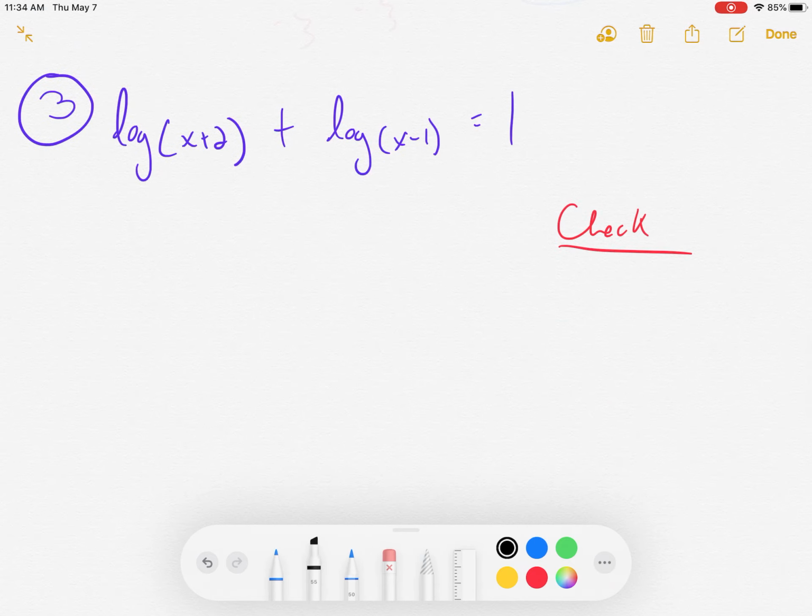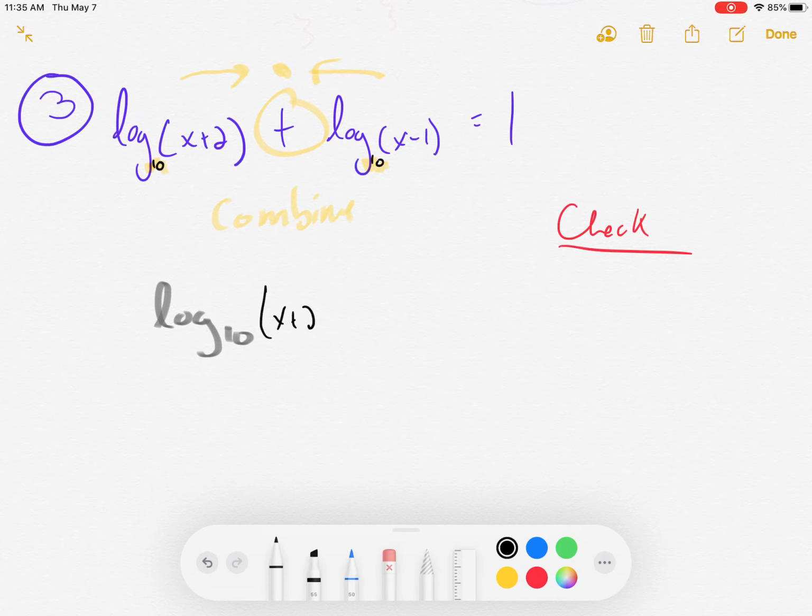Okay, next one, I would pay attention to this one. Hint, hint, hint, you will see one like it again, and it's a little, not difficult, just different. Okay, it says log of x plus 2 plus log of x minus 1 equals 1. You might notice and say, well, Mr. Adler, neither of these have bases. Remember, those are log base 10. It's an implied 10, and since they are the same number, I can combine them. This sign is addition, so when I combine them, addition becomes multiplication. Okay, so I'm going to have log base 10 of x plus 2 times x minus 1 equals 1.